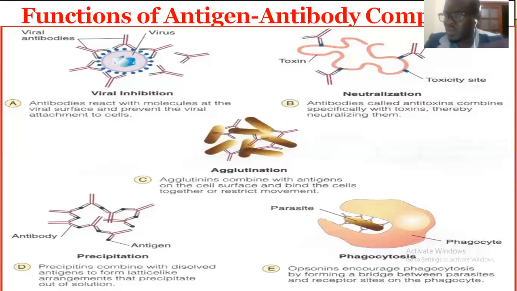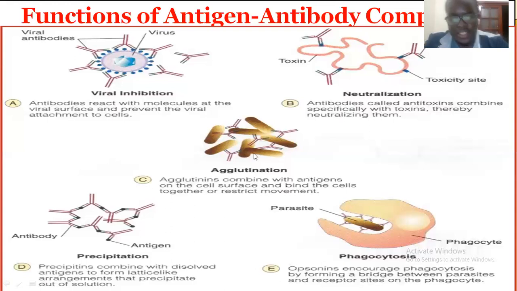So you need to know the shape of the toxin to produce an antibody specific for that toxin. Otherwise, if there is a mismatch of antigen antibody, those antitoxins won't work for that toxin. So there is neutralization of the toxin. Why? It's because the antibodies can come and bind to the toxin. Then this toxin can be phagocytosed and destroyed by macrophages or any phagocytic cell. So neutralization of toxins: antibodies called antitoxins combine specifically with the toxins, thereby neutralizing them.